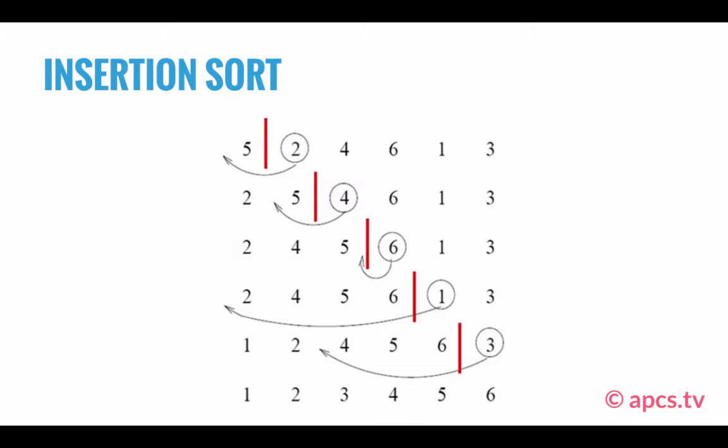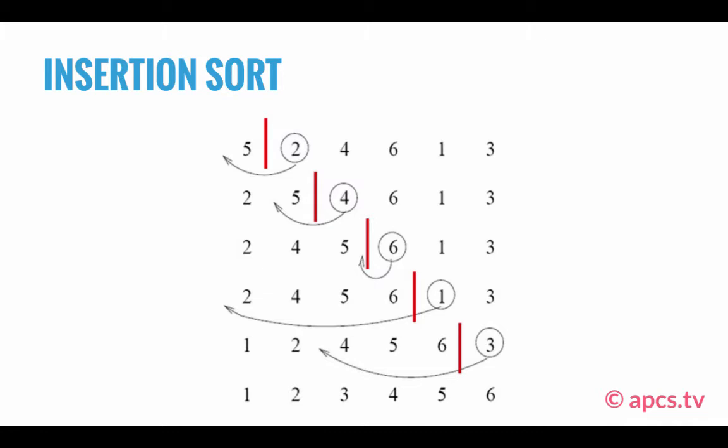We have a different data set this time. We have 5, 2, 4, 6, 1, and 3. So now let's work through this using the insertion sort algorithm, and let's see what we get out. What the insertion sort algorithm starts by doing is, this red line that you see in every row, to the left of the red line is everything that has been sorted, and to the right of the red line is everything that is yet to be sorted.